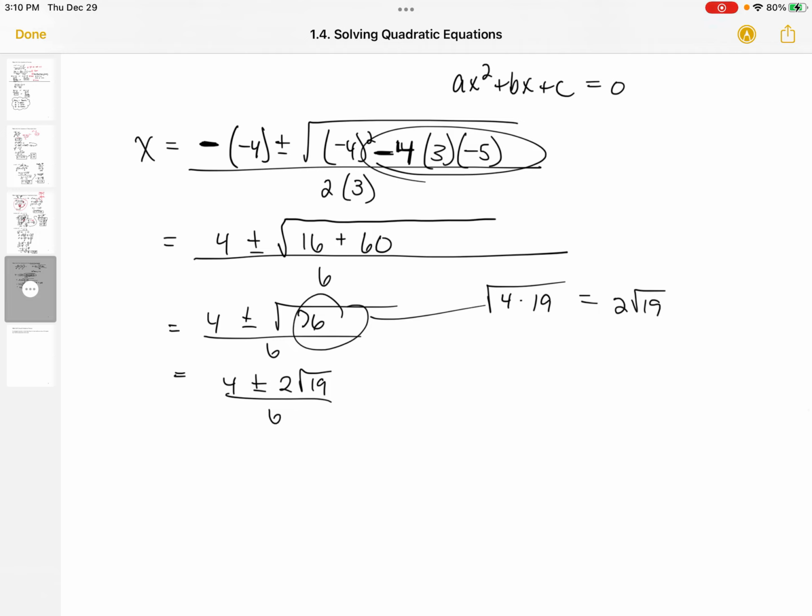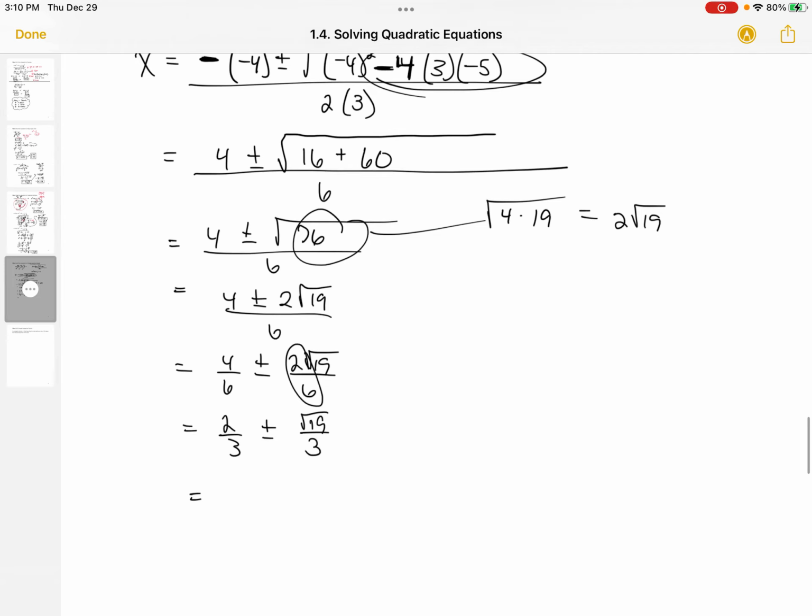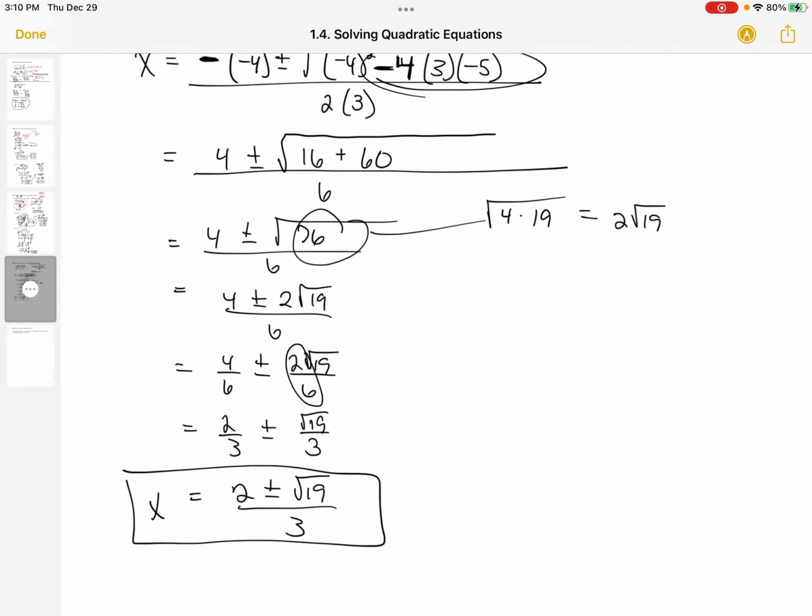And now I'm going to think of this as being 4 over 6 plus or minus 2 radical 19 over 6. And I can simplify 4 divided by 6 as 2/3. I could simplify 2 divided by 6 as 1/3, so that ends up being square root of 19 over 3. So I'm going to rewrite this as 2 plus or minus square root of 19 over 3. So that's going to be my final answer here.